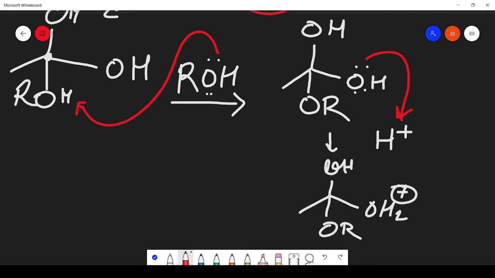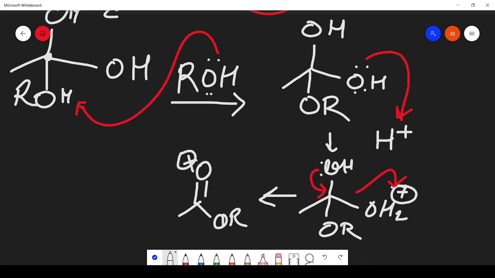And this is a very good leaving group. So we're actually going to bring a lone pair of electrons down back here. So it's going to turn back up where it was before. And we're going to get this intermediate.